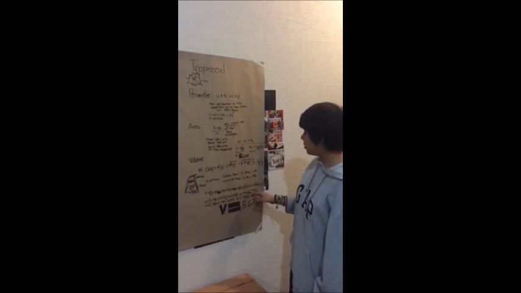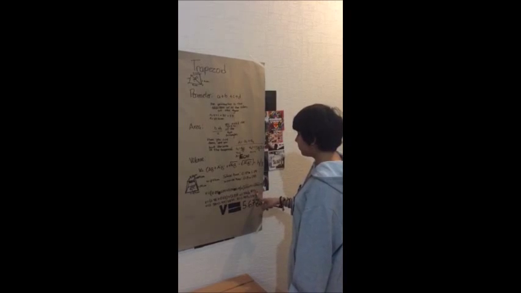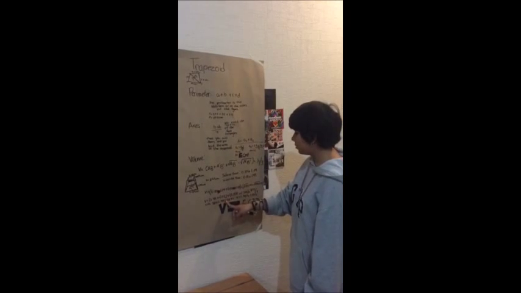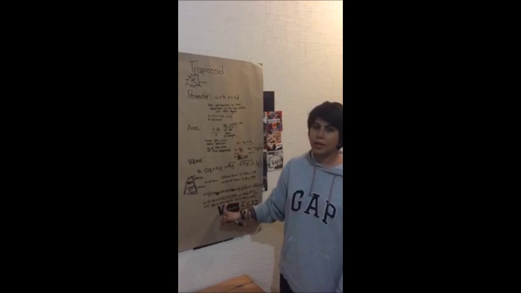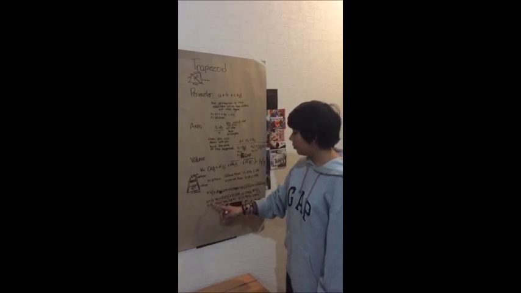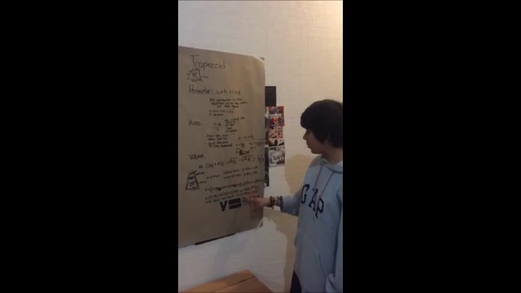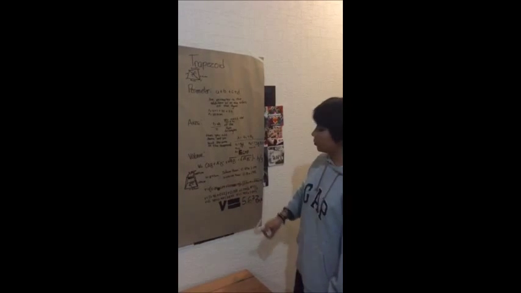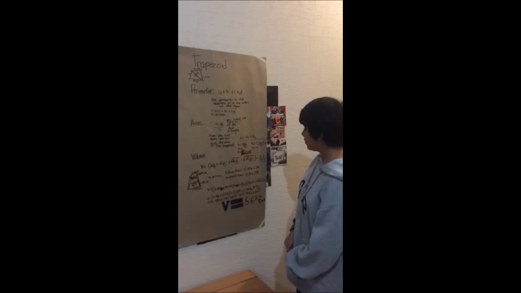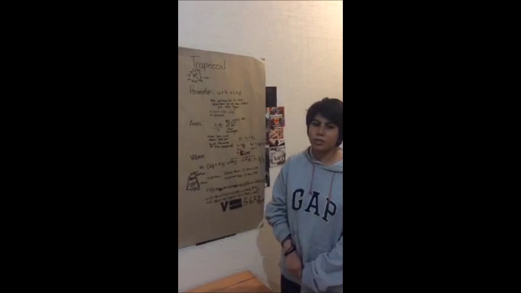So the height is 8.53 divided by 3. Then we get 2.843. Then we multiply it by the addition of these two things, and we get 5.67 cubic centimeters.